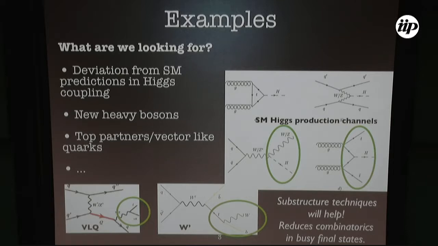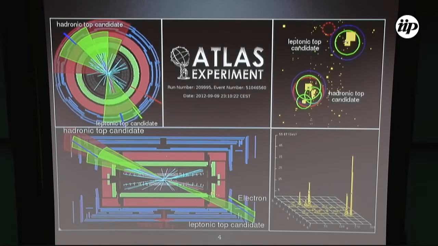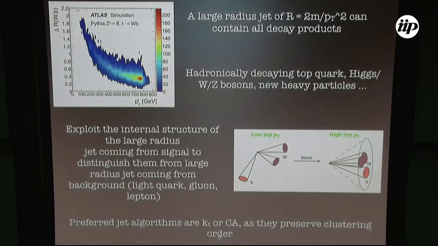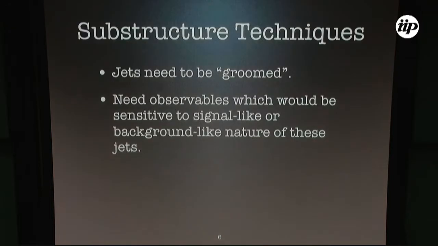So there are many signatures of new physics, vector-like quarks, heavy bosons, even standard model Higgs measurements where these techniques are useful. As an experimentalist, I'm supposed to show a picture of a detector, but I refuse to do that. So I show an event display with a semi-leptonic t-tbar event where you have essentially a hadronic top candidate. So that's your big fat jet. And then on the leptonic side, you also get some jets. So that's essentially what you're looking at. We don't need to spend time over this at all.